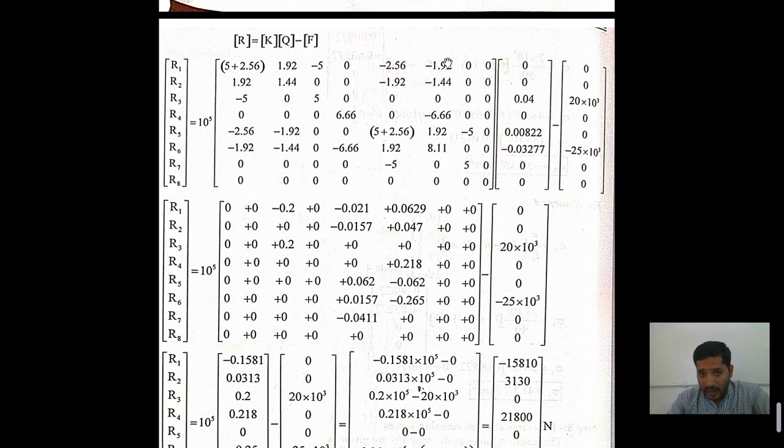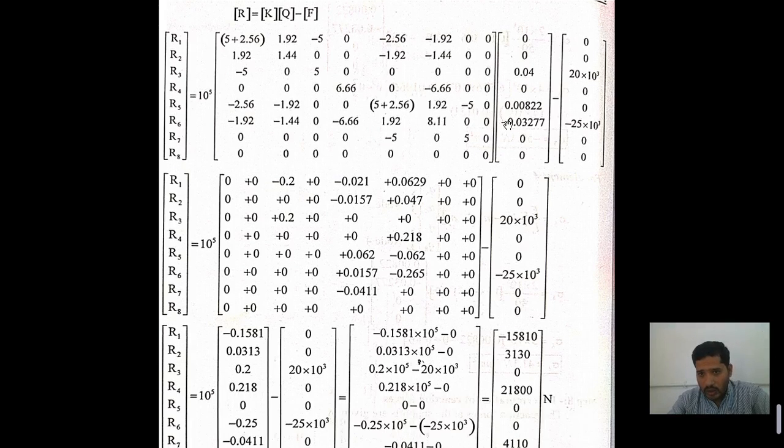Clear? After that, this column into this row: minus 1.92 into minus 0.03277 becomes 0.0629. Minus 1.44 into minus 0.03277 becomes 0.047. 0 into minus 0.03277 becomes 0. Minus 6.66 into minus 0.03277 becomes 0. 1.92 into minus 0.03277 becomes minus 0.062.